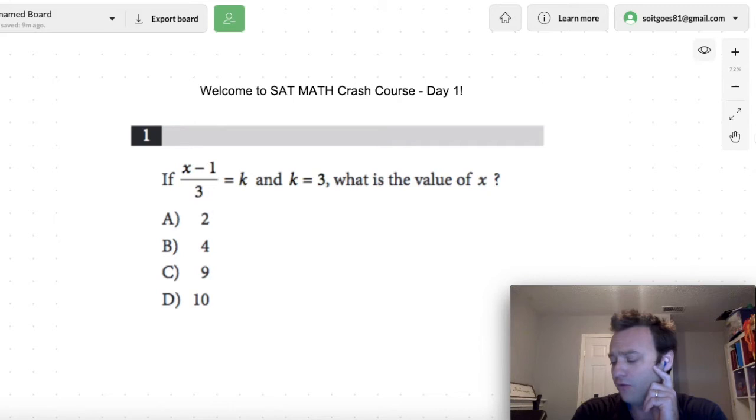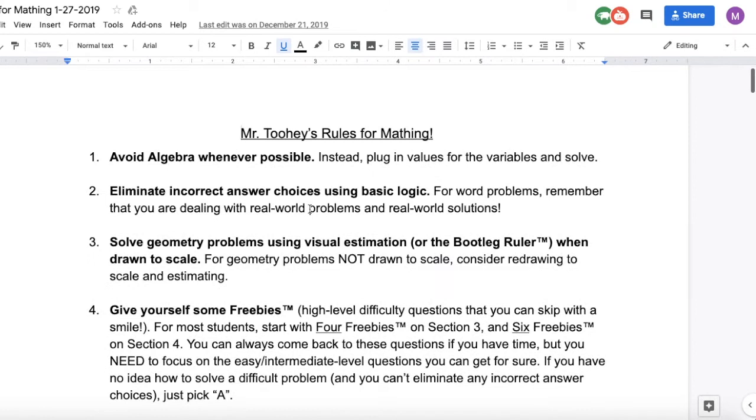So we've got a question here on the screen. Before we jump into this question, I want to go over my rules for SAT math. Caden, you have access to those, I believe? Yes. All right, I'd love you to read rule number one for me, please. My rules for mathing. Avoid algebra whenever possible. Instead, plug in values for the variables and solve. Excellent.